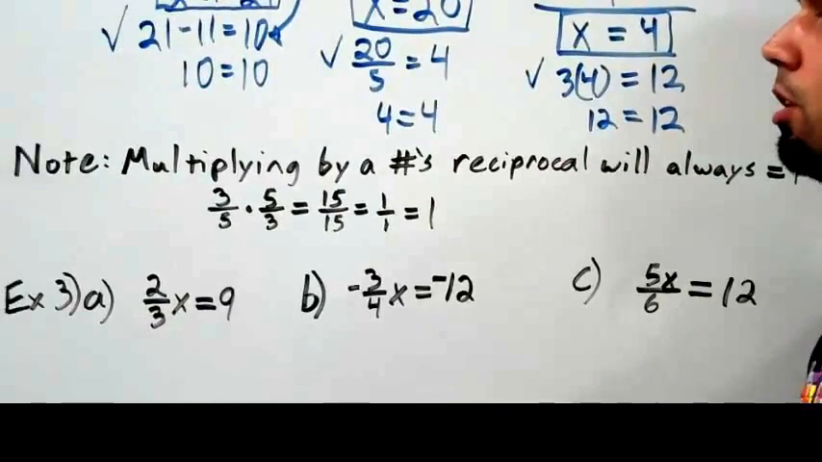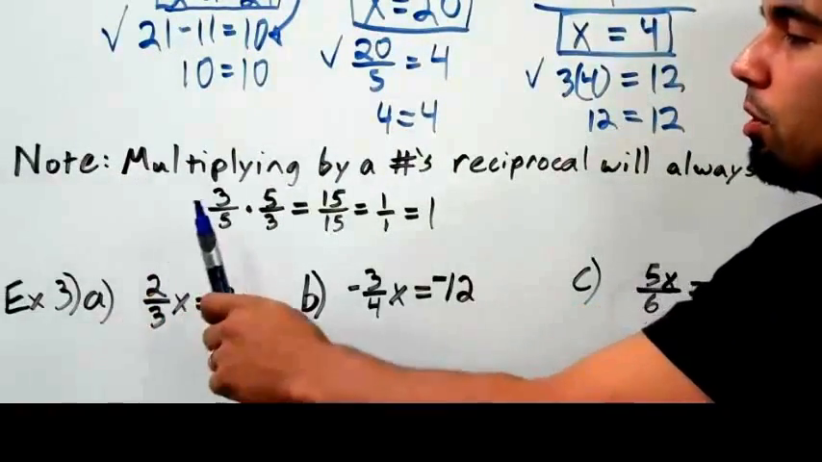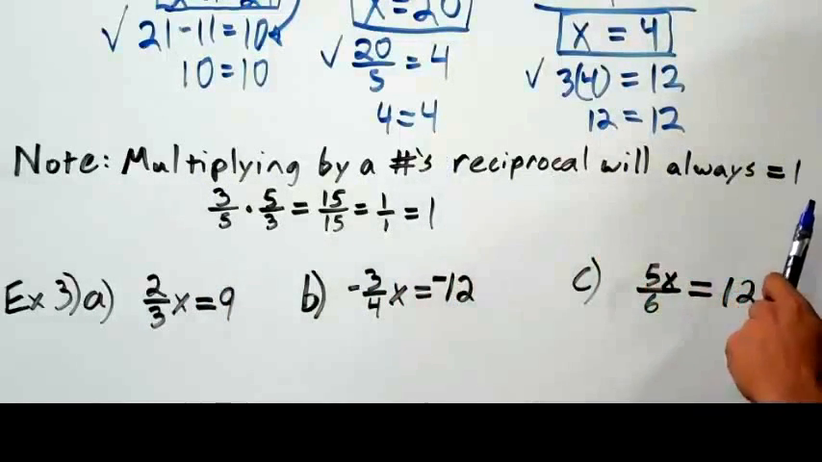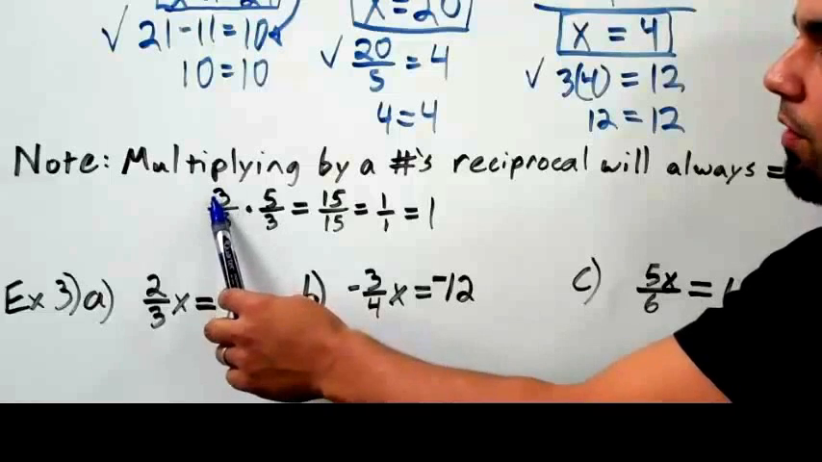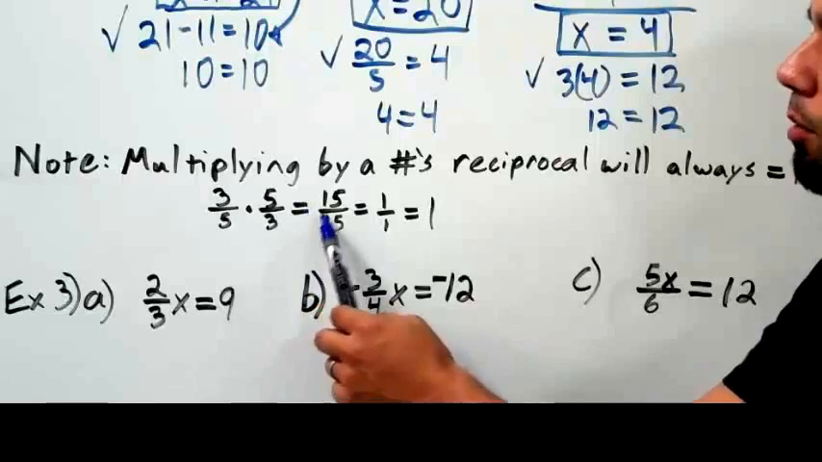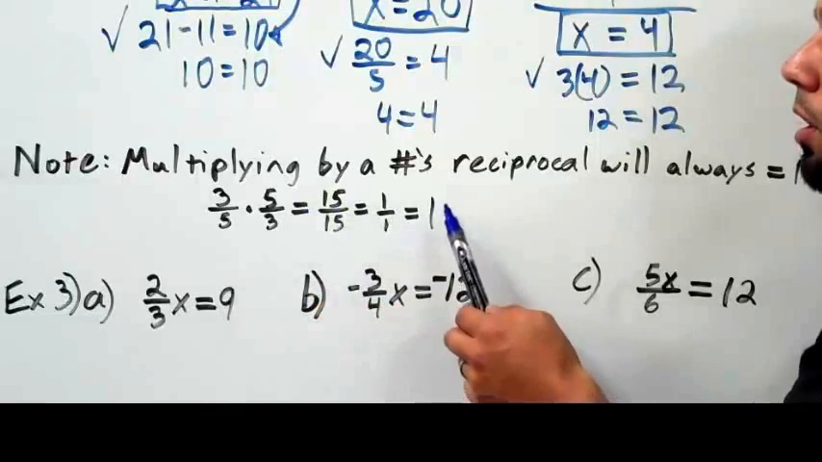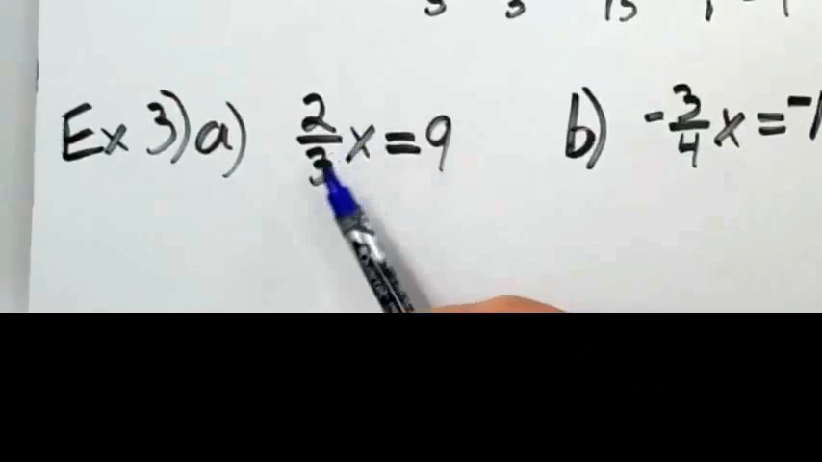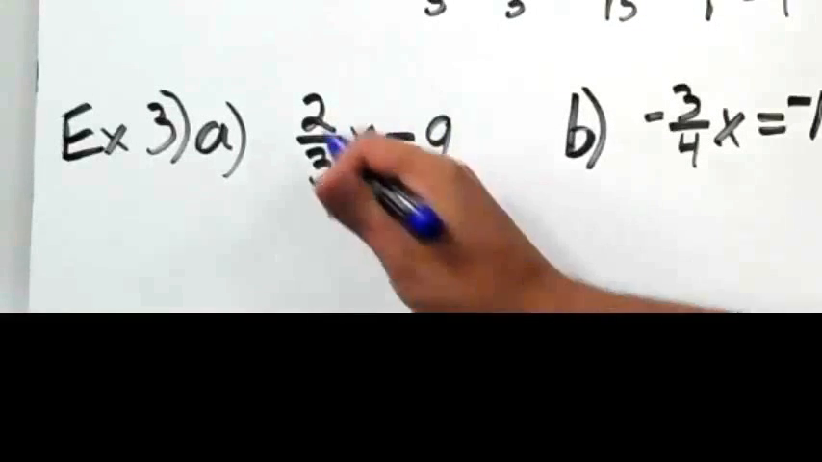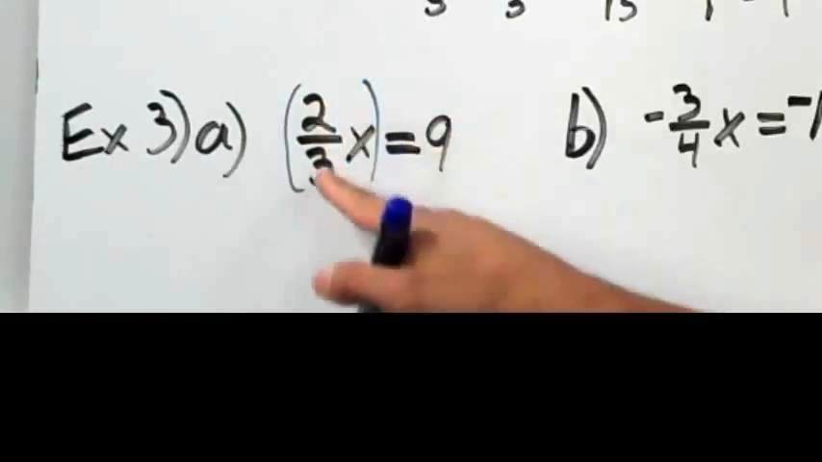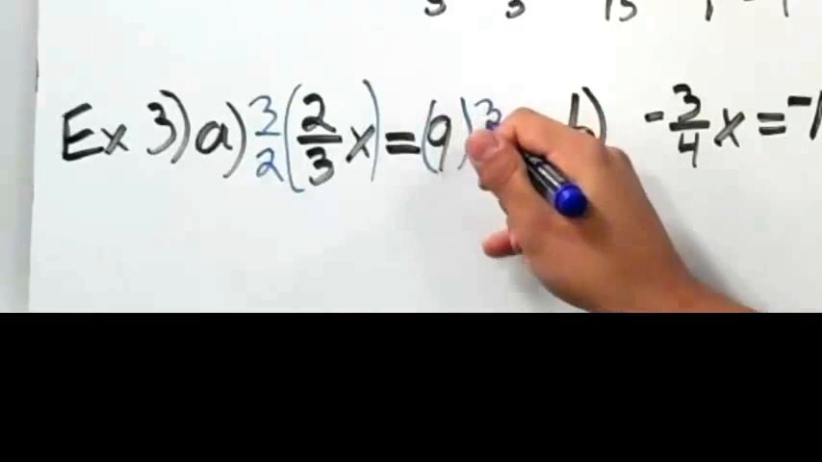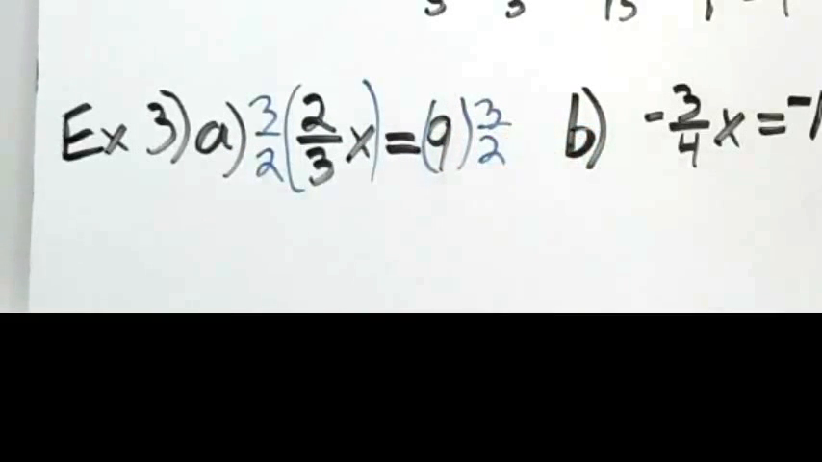Okay. So, real quick, I want you to remember that multiplying by a number's reciprocal will always equal 1. So we learned this a while back, but if I had 3 over 5 and I multiplied it by its reciprocal, which is 5 over 3, I will always get to 1. Okay? So we're going to use that whenever we have a fraction in front of x. So here we have 2 over 3 x equals 9. Well, if I multiply by this number's reciprocal, 3 over 2.